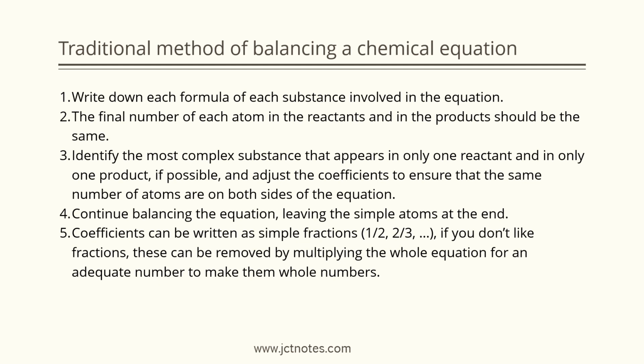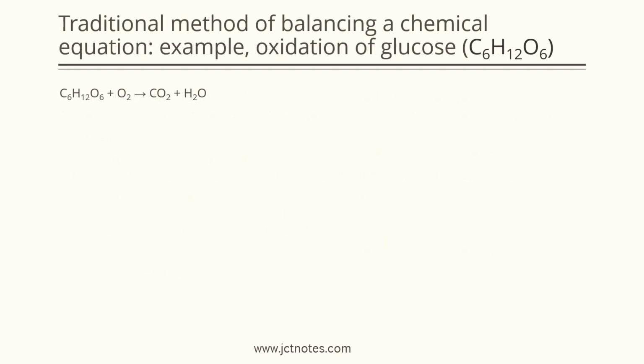Fifth, coefficients can be written as simple fractions. If you want to remove fractions, multiply the whole equation by an adequate number to make them whole numbers. To explain the traditional method, we are going to use the reaction of glucose and oxygen to produce carbon dioxide. The most complex molecule is glucose. Therefore, we assign the arbitrary number 1 to the glucose. We don't need to write 1, but to make it clear, I write it in this exercise.